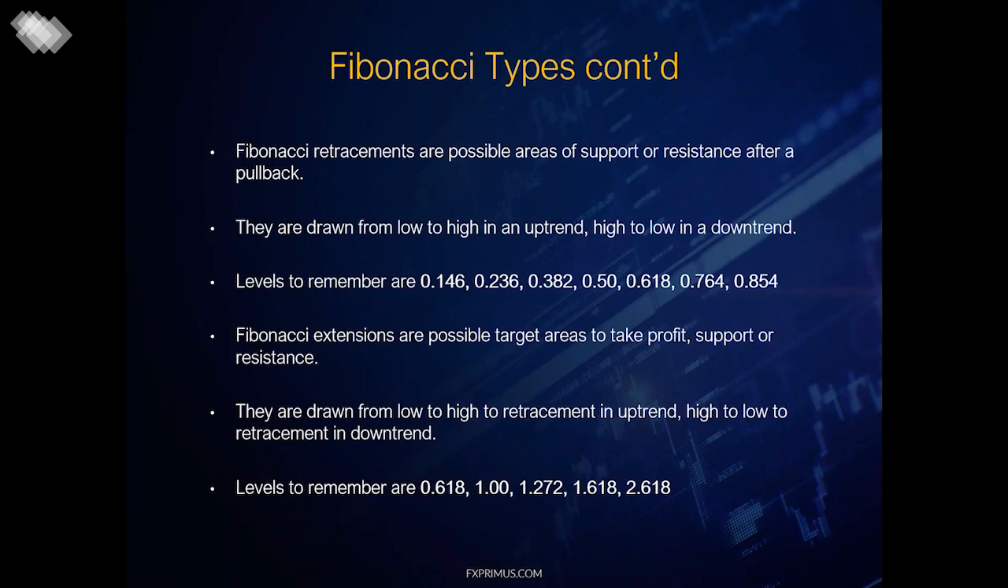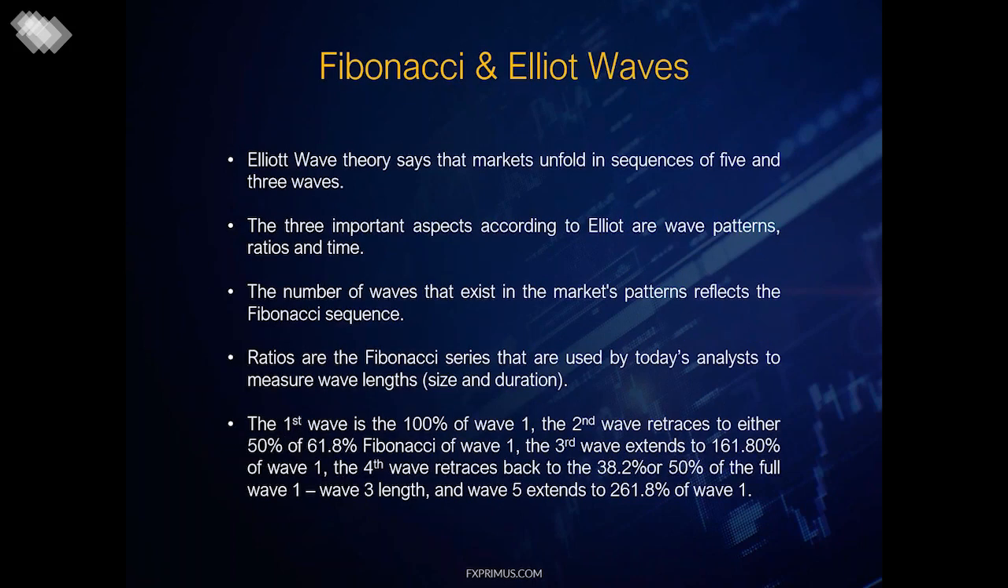Fibonacci extensions are possible target areas to take profit, support or resistance. They are drawn from low to high to retracement in an uptrend, high to low to retracement in a downtrend. Levels to remember are 618, 1, 122, 161, 261. Now, when we combine the Fibonacci and the Elliott waves, we have something great.